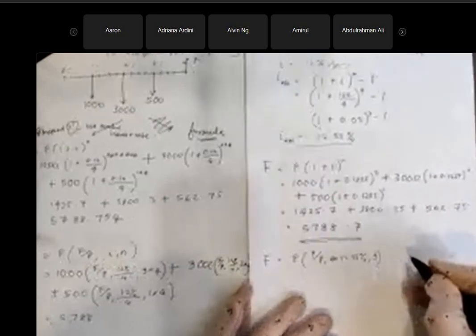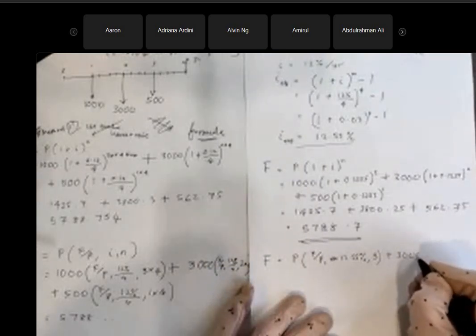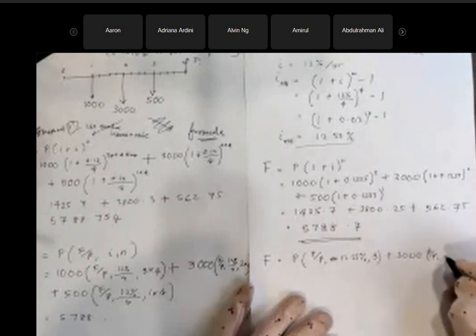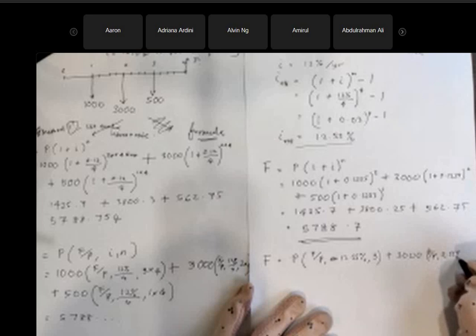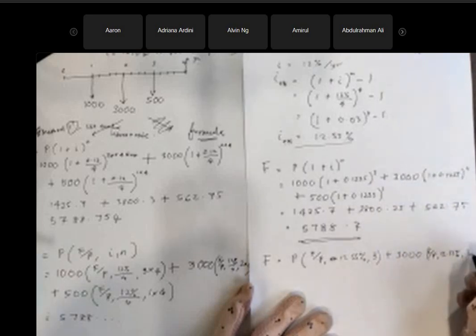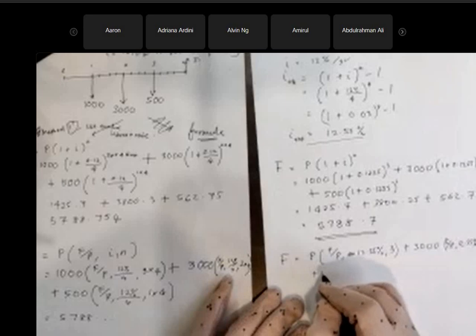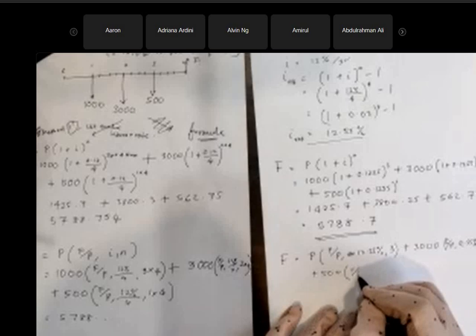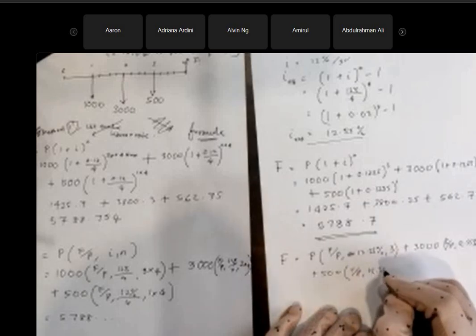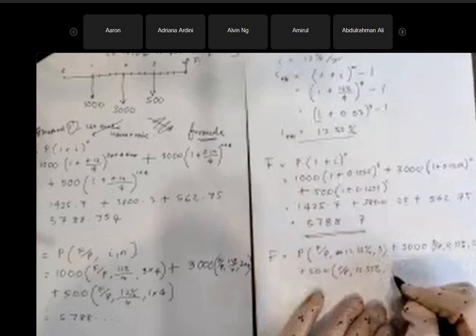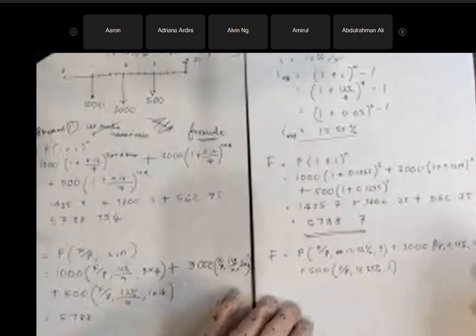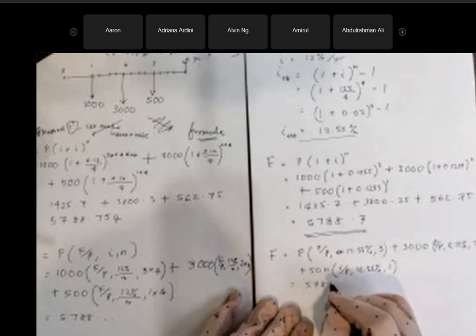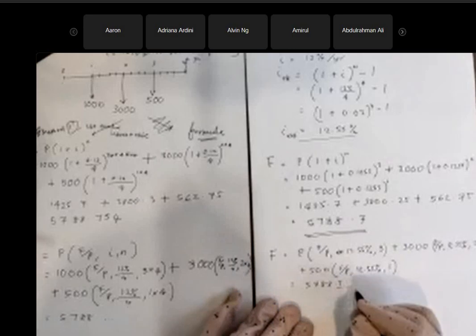3 plus 3,000, F over P, 12.55%, 2, and 500, F over P, 12.55% and 1 year. Okay, so you should get the same answer. 5788 points. Macam tu lah, lebih kurang ini je, beza sikit.